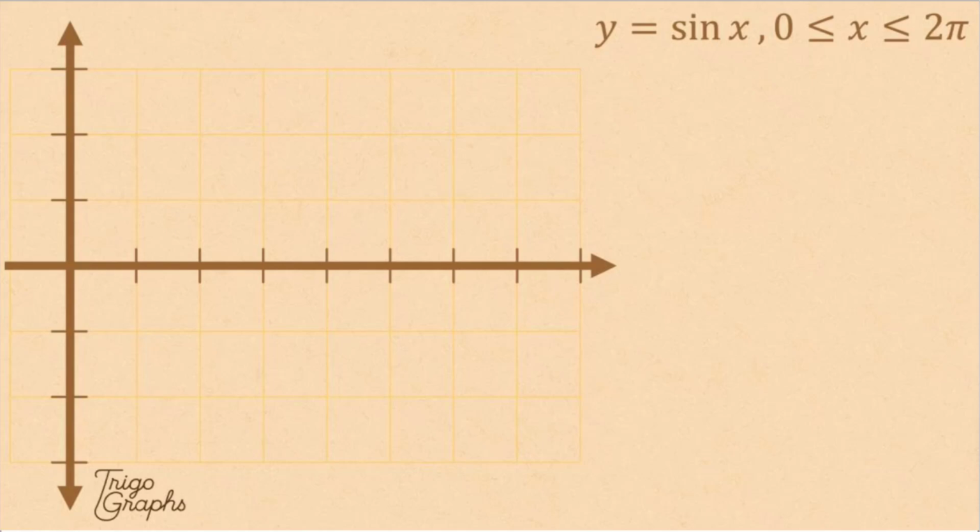Welcome to Trigo Graphs. This series will provide information, discussion, and illustration on the graph of trigonometric functions and their corresponding versions. To start, we have here a function y is equal to sine x, where x is between 0 to 2 pi. We are going to graph that here on this Cartesian plane, where the horizontal axis corresponds to your x values and the vertical one would be for our y.